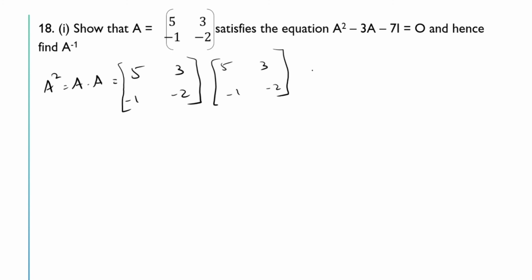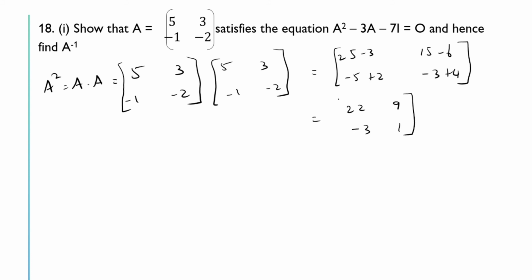So this is equal to 25 minus 3, 15 minus 6, minus 5 plus 2, minus 3 plus 4. So this is equal to 22, 9, minus 3, 1. Now A square minus 3A minus 7I is equal to 22, 9, minus 3, 1.